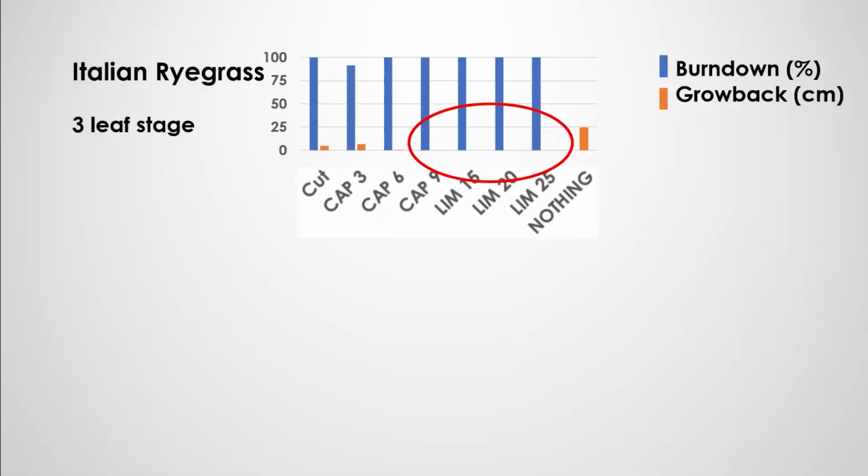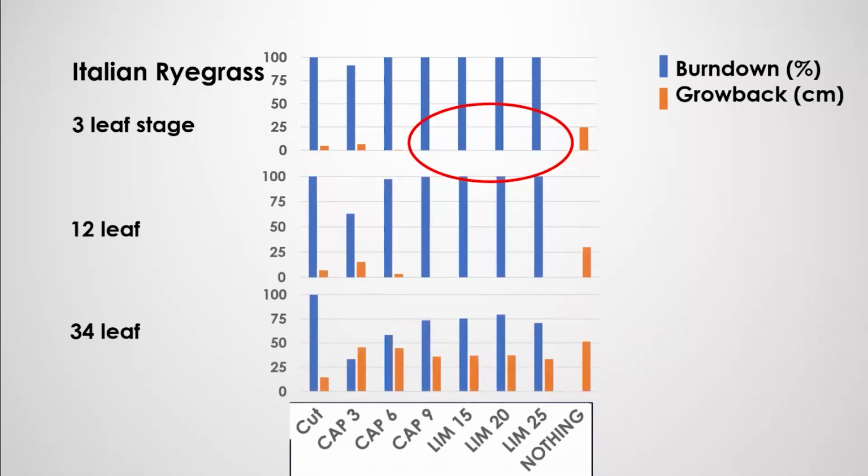However, often when Italian ryegrass is of this size, we are unable to get machinery into the field, making control at this stage difficult. By the time the plants have grown to the 12-leaf stage, with leaves 6 to 10 inches long, only the highest labeled rate of capric and caprylic acid was able to kill all the Italian ryegrass plants, while D-limonene treatments killed all of the Italian ryegrass, regardless of their concentration.